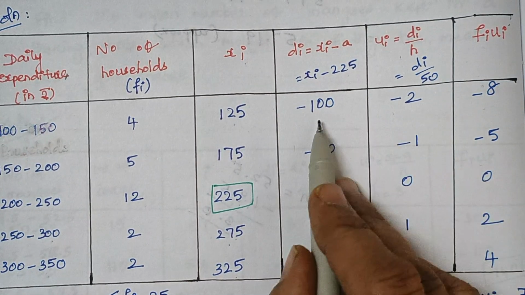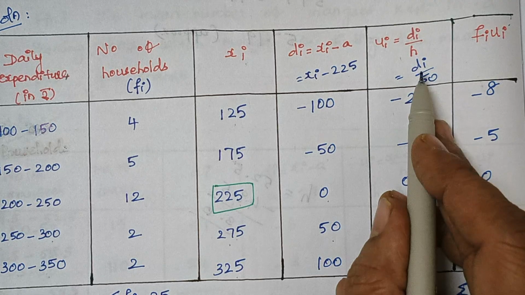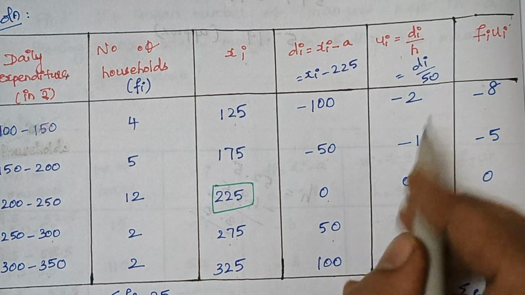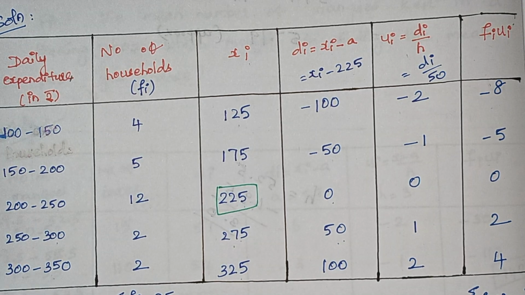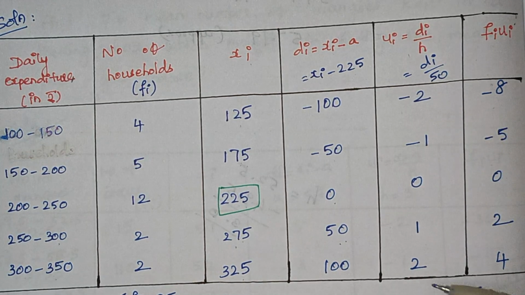This is your di. Minus 100 by 50 is minus 2. Minus 50 by 50 is minus 1. Again 0, then 50 by 50 and 100 by 50. So these are all the values of ui.